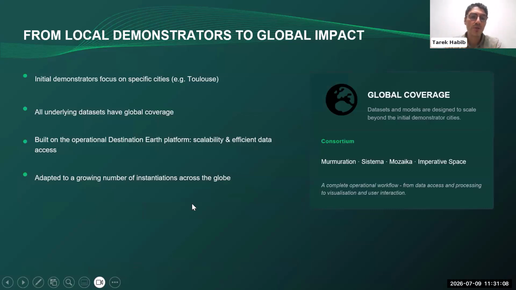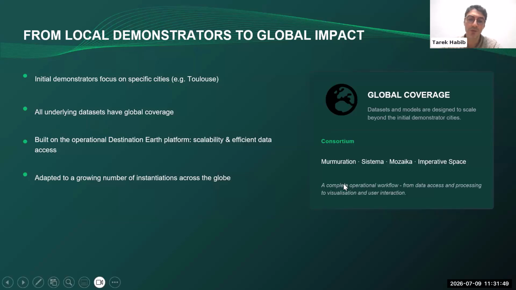Urban Square, as it was designed earlier, was really demonstrators that were focusing on specific areas. For example, in the city of Toulouse, where we are based, and then we had other demonstration cities. But all underlying datasets have a global coverage. So we are looking to extend Urban Square to be a global tool that can be applied and where the data can be derived anywhere, basically. Start in Europe because this is where we have the most accurate datasets, and then probably extend this further.